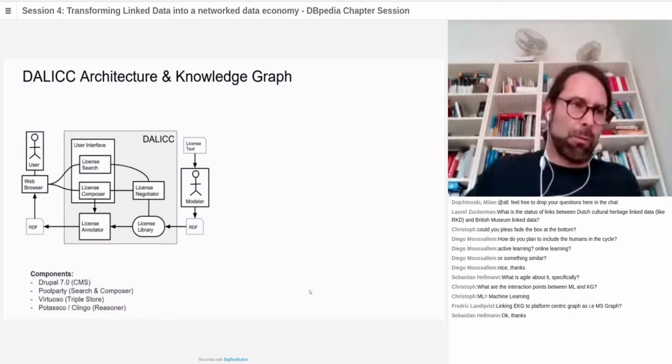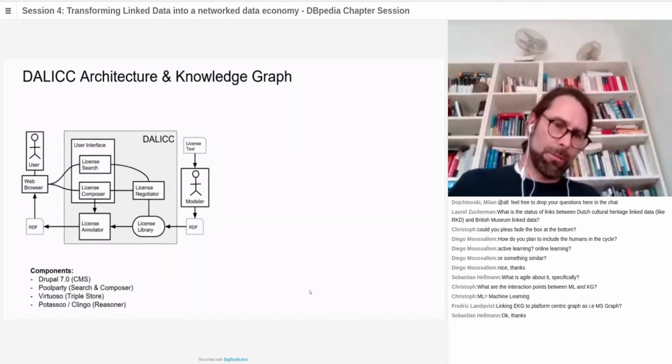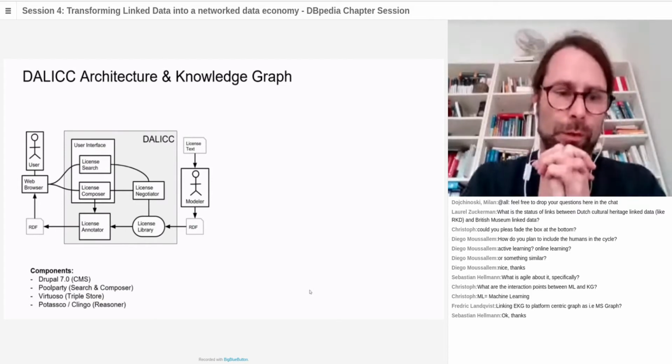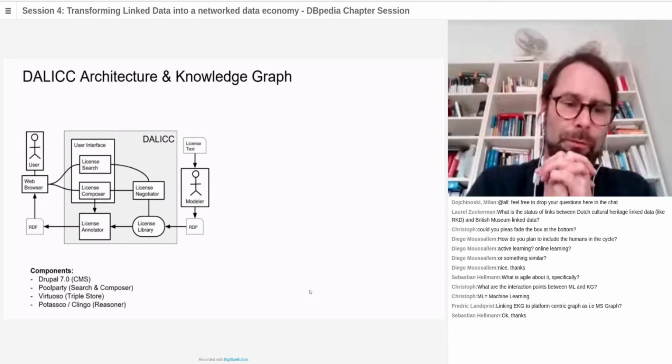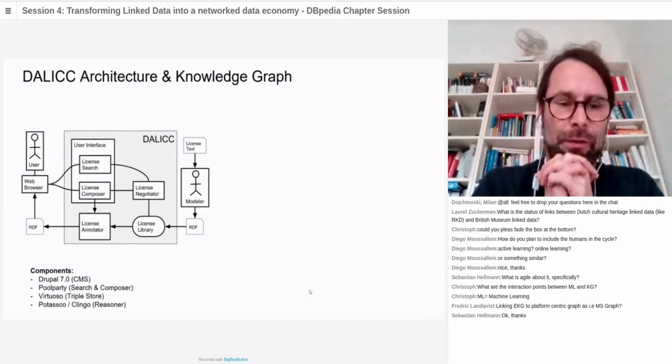Technology-wise, it's quite a slim system. For the content management component, we use Drupal 7. For the search and composer components, we use the PoolParty framework of Semantic Web Company. The triple store is a Virtuoso component, and as a reasoner, we use Potassco in combination with Clingo, which is an answer set programming approach to the problem that we try to solve here.